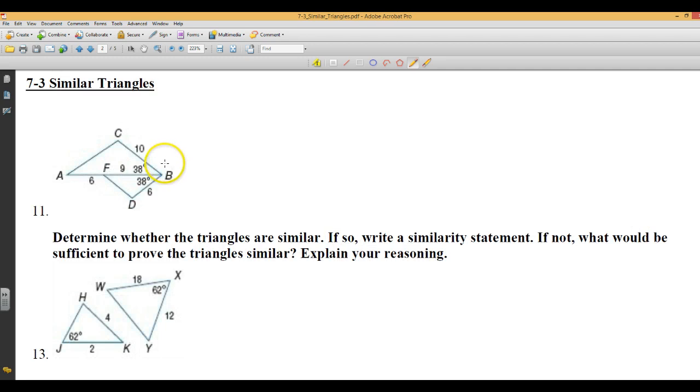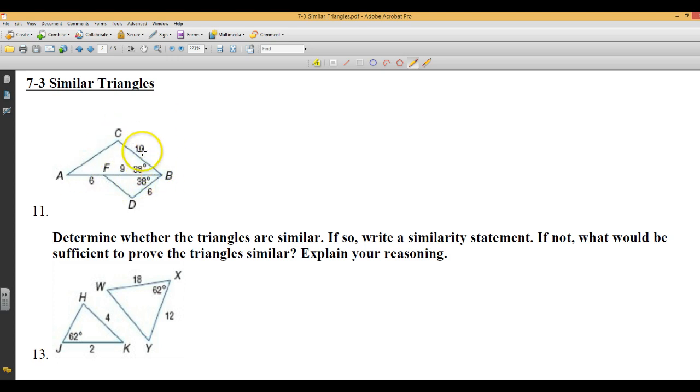Once again, on 11, we want to determine whether the triangles are similar, and if so, write a similarity statement, and if not, we want to state what would be sufficient to prove the triangles are similar and explain our reasoning. So, in these two triangles, we notice that we have two pair of corresponding sides given.